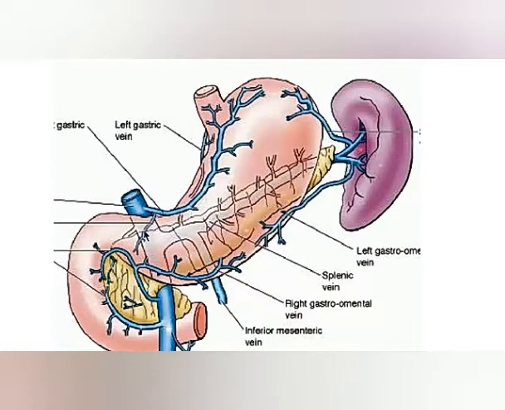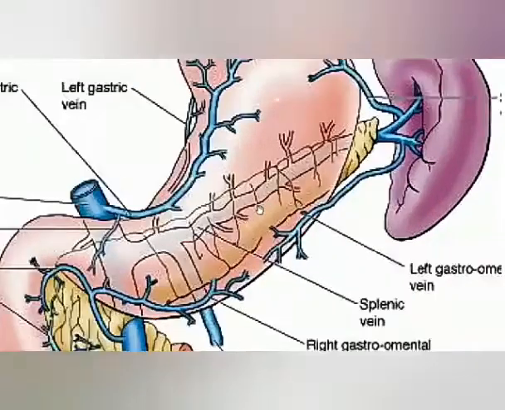The venous drainage of the stomach generally parallels the arterial supply. You can see here the left gastric vein behind the stomach and the right gastric vein anterior to the stomach. Both the left gastric vein and the right gastric vein drain into the portal vein.